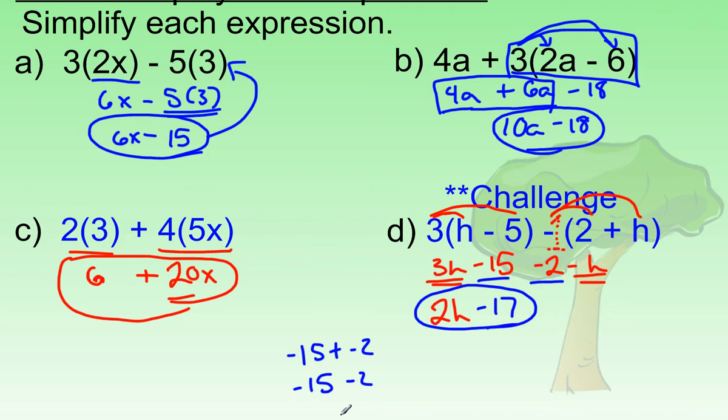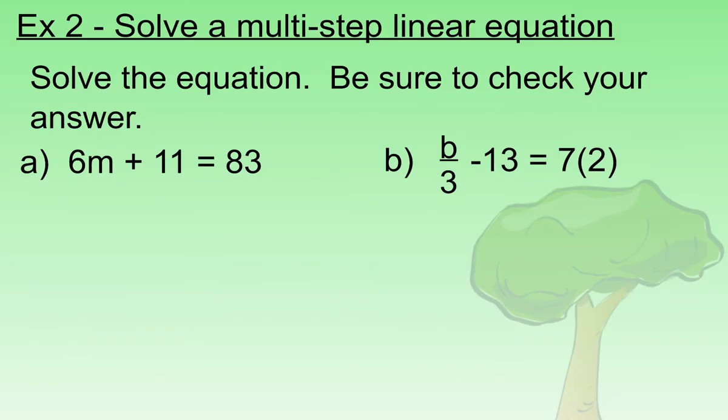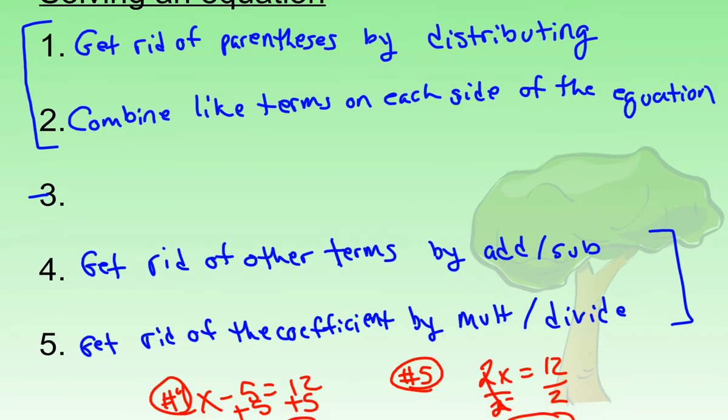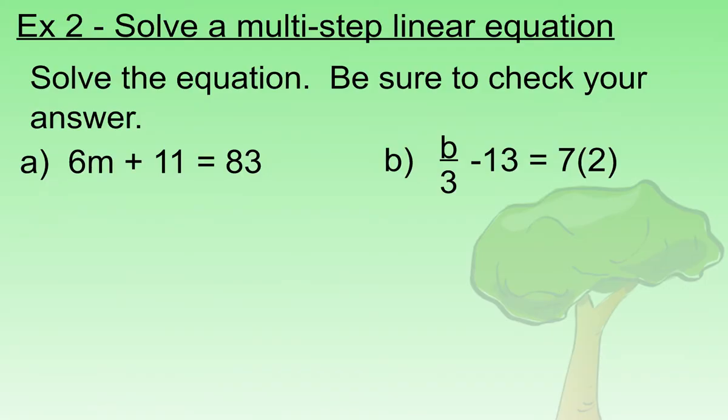So let's now see some of this stuff in our equations. The directions say to solve the equation, and be sure to check your answer. Here it says 6m plus 11 equals 83. If we go through our checklist that we wrote out for solving equations: get rid of parentheses, combine like terms on each side. Well, there are no parentheses. On this side, there's nothing to combine together. On this side, there's nothing to combine together. So there's no simplifying needed here.